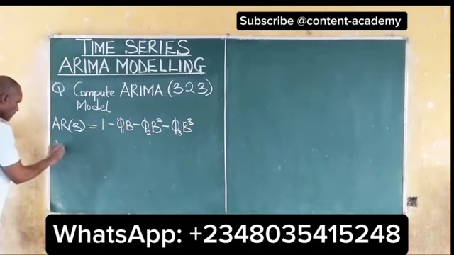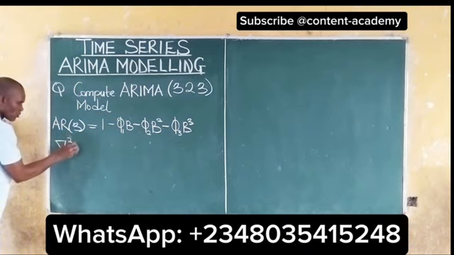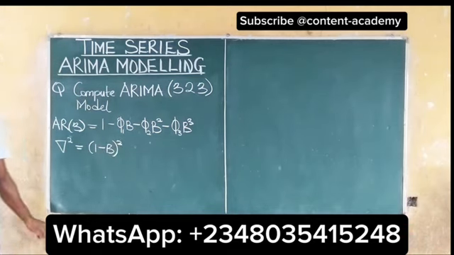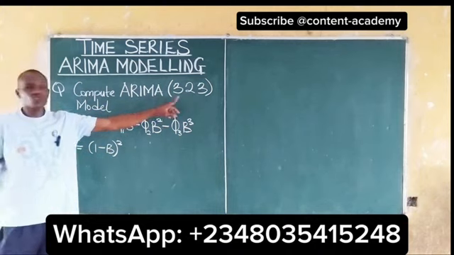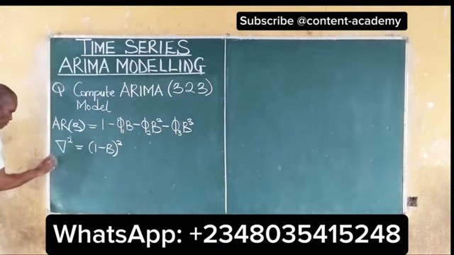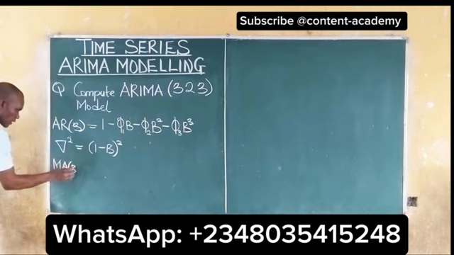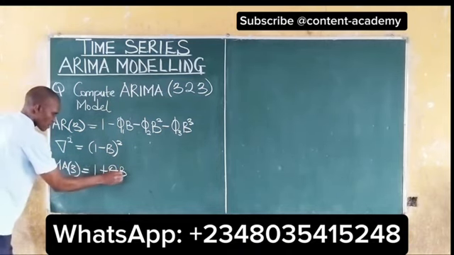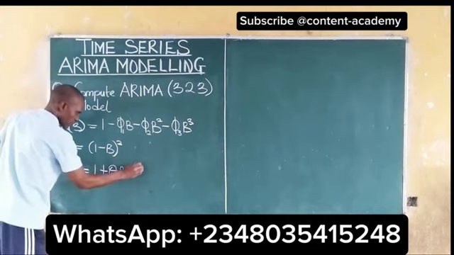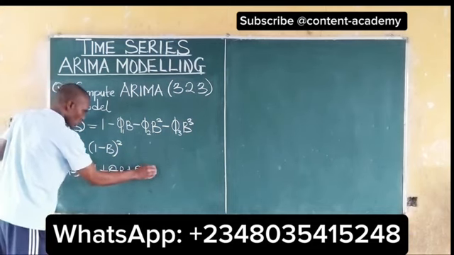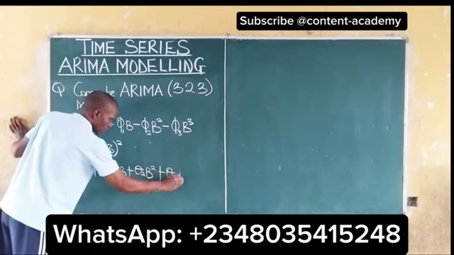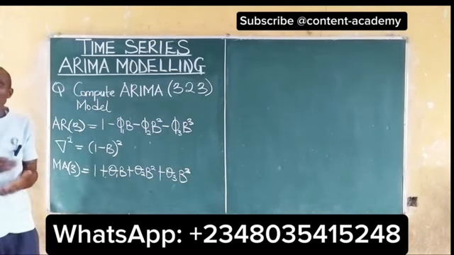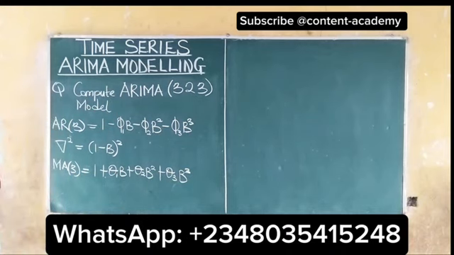The differencing part, we have 2 here. It will have 1 minus B raised to the power of 2. And the moving average part is of order 3 again. Now the moving average part of order 3 is 1 plus theta 1 B plus theta 2 B squared plus theta 3 B cubed. Now we should recall what we have as our model for the ARIMA.